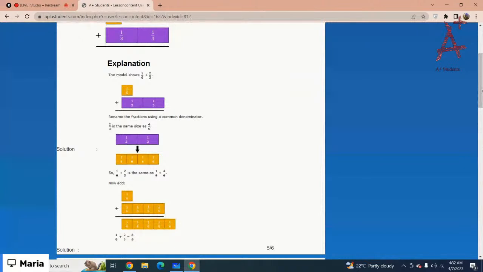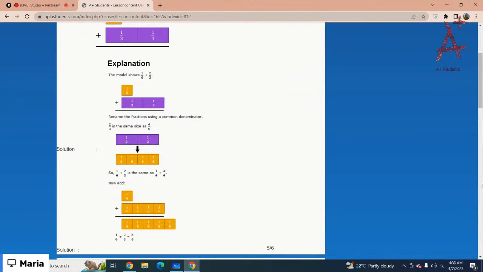Rename the fractions with a common denominator. They have different denominators. Here you have 6 and here you have 3. So 2 by 3 is the same as 4 over 6, because if you multiply the fraction by 2, it would make 4 over 6. So just replace the 1 by 3 pieces with 4 over 6. Now you have to add 1 by 6 and 4 over 6. It would be 5 over 6.